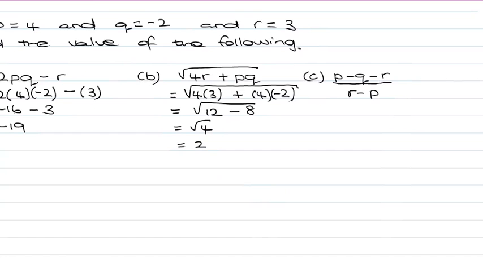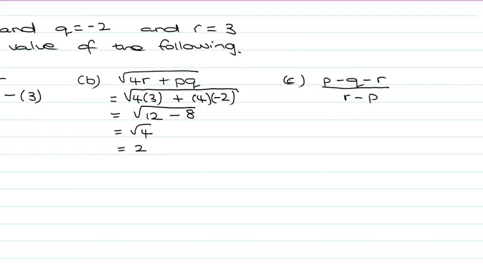I need to give myself a little bit more room. Alright, so I've given myself some more room. So I'm going to substitute that in. So p is 4, take away q. Q is -2, so -2, and then -r, which is 3. So we can simplify that in a moment. And then r is 3, and we're taking away p, which is 4.